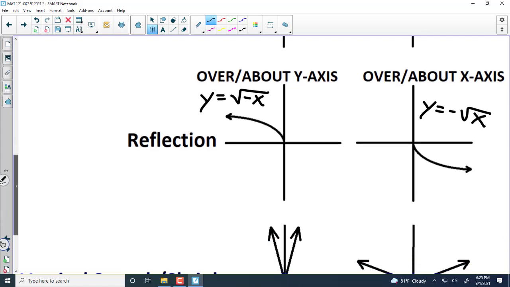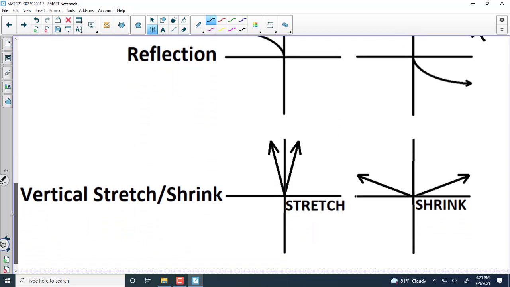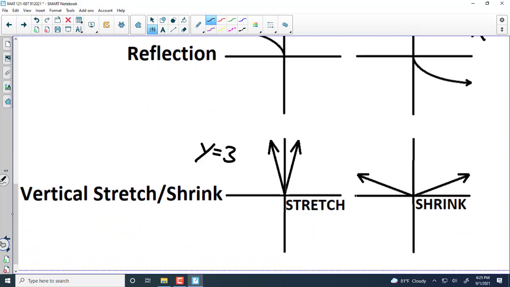And then the last thing we're going to do in this class is vertical stretching and shrinking. And the way you might do a vertical stretch or shrink is by multiplying the entire function by some number. And that will distort the graph.